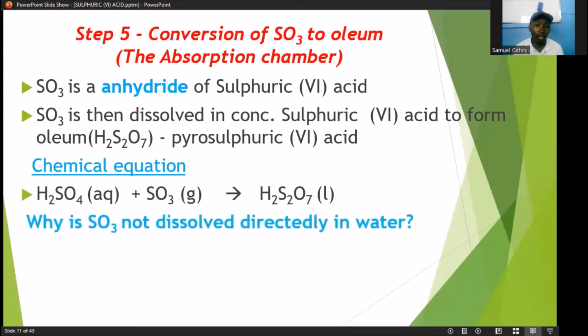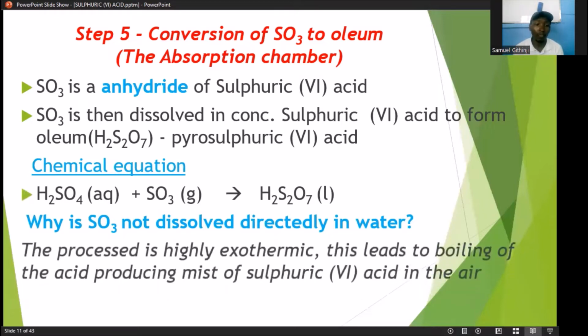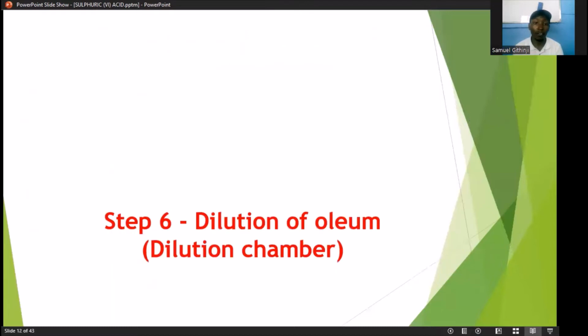That question I've just asked, why sulfur 6 oxide is not dissolved directly in water, as a student, as a candidate, you must know. The process is highly exothermic, and this makes the acidic mixture boil, or rather fume, and an acidic mist is formed, which is not very friendly for a human being.